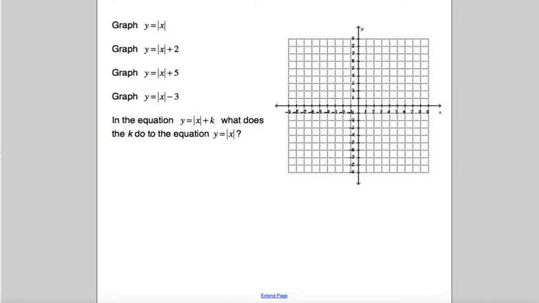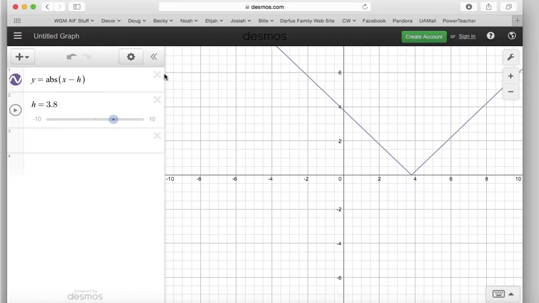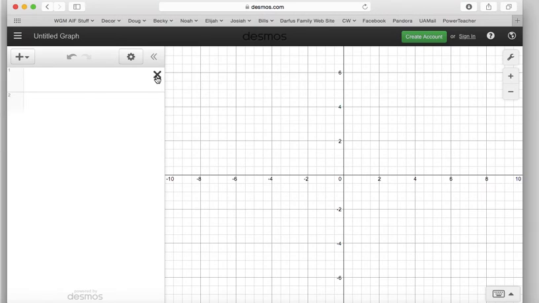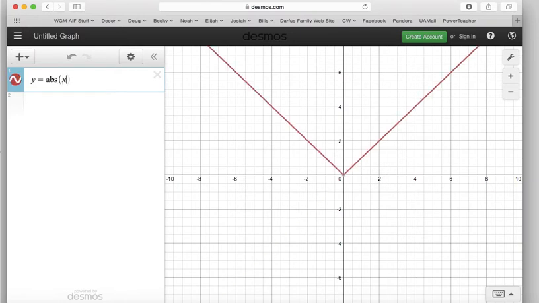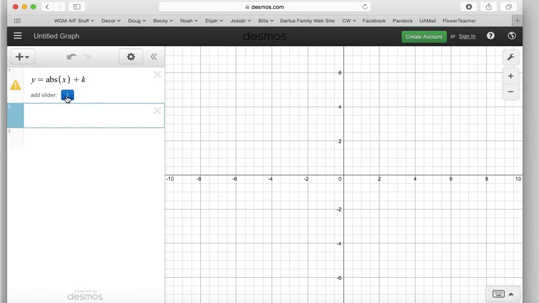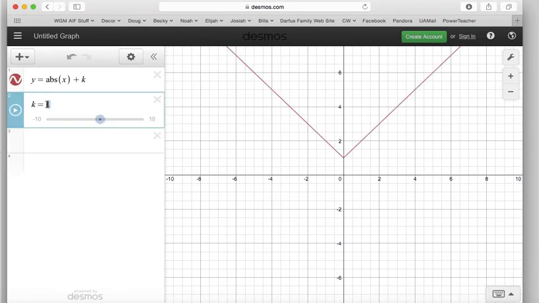Then we said, well, let's take the number outside of the absolute value, such as these. So now we're doing the absolute value of x plus some number or minus some number. And we're calling that k. So I go back again to Desmos to do this. And I can type y equals the absolute value of x plus k. And we'll have a slider for k. And I'm going to make that 0 to start.